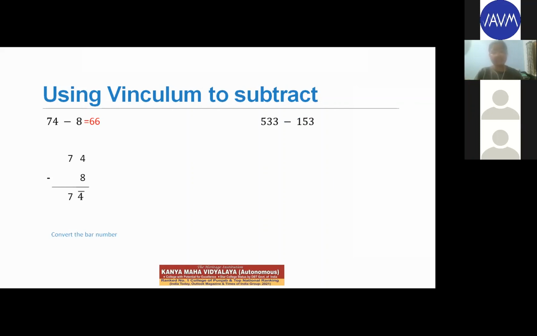Moving ahead to another example, which is a 3-digit example. See, 3 minus 3 is equal to 0, and 3 minus 5 is equal to bar 2, which is minus 2 in actual, and 5 minus 1 is equal to 4. Now we have to convert this bar number, and we get the answer as 380, which is very simple.